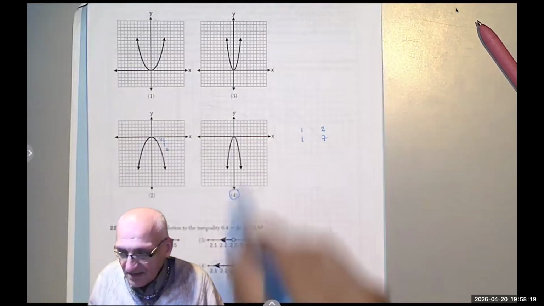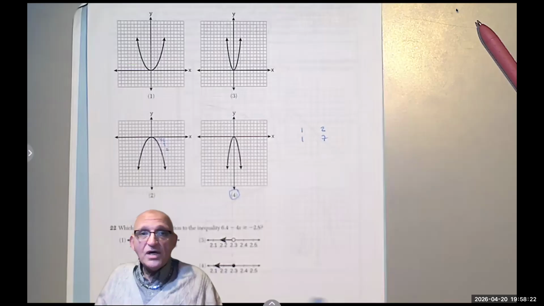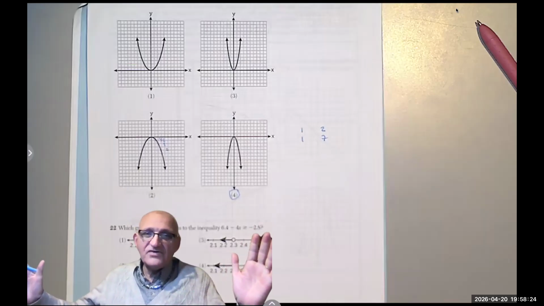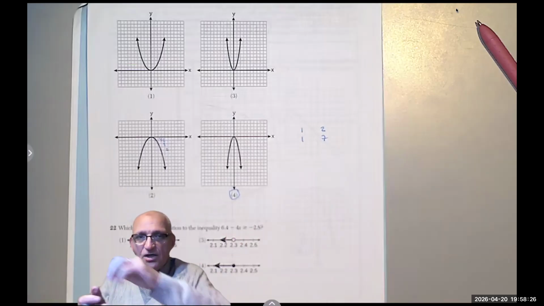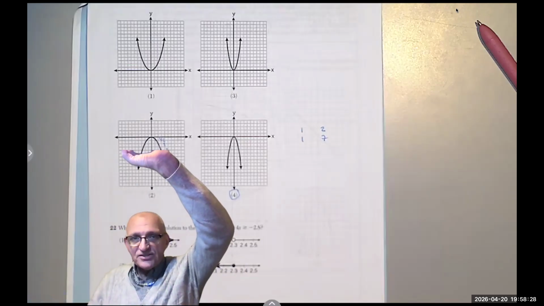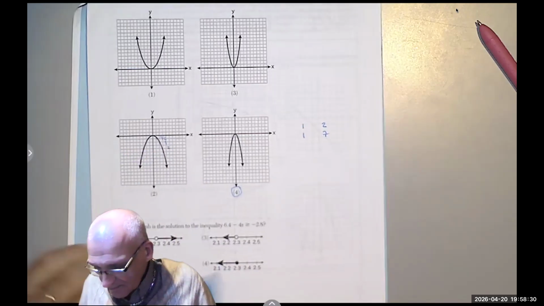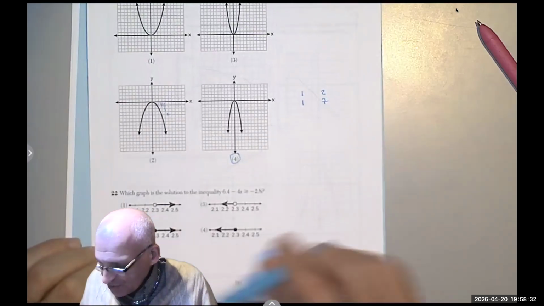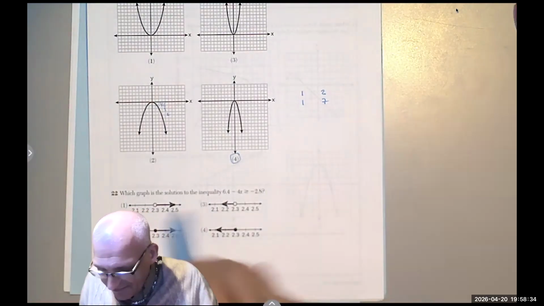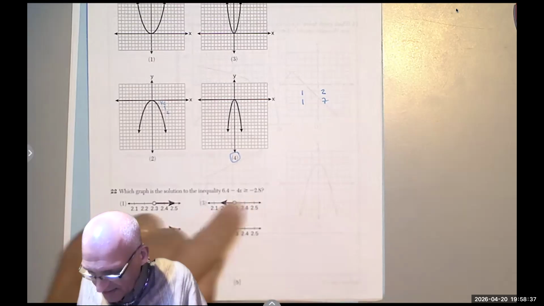Because k here is greater than 1, meaning either you can think of it as the x has been shrunk or the y has been stretched. When you go to 22, which graph is the solution to this inequality?